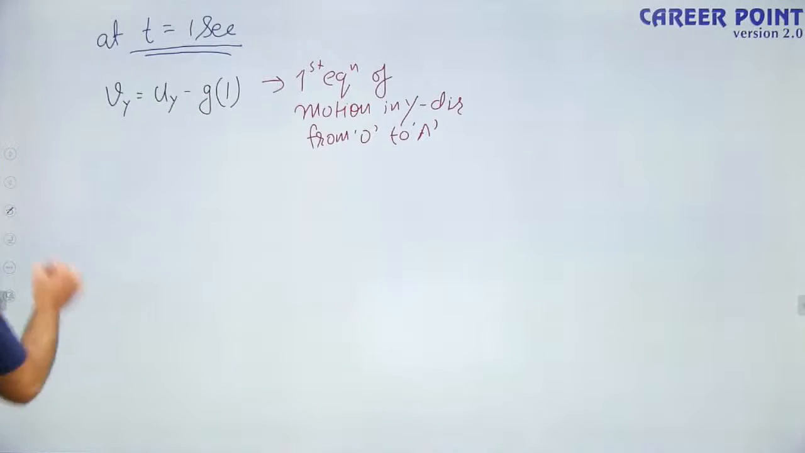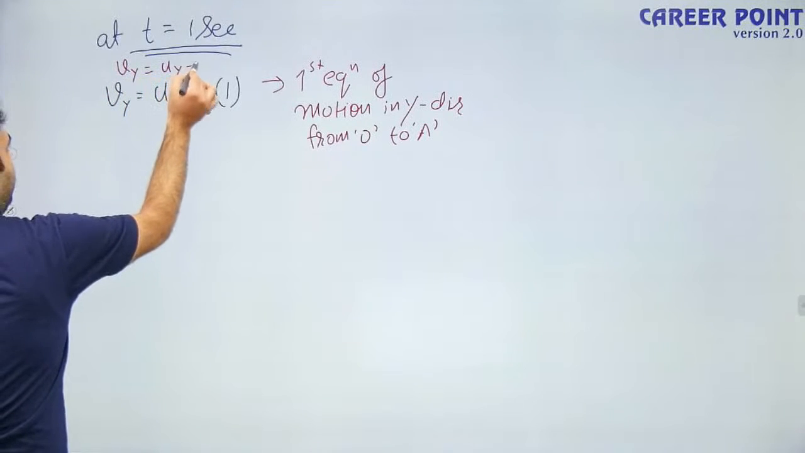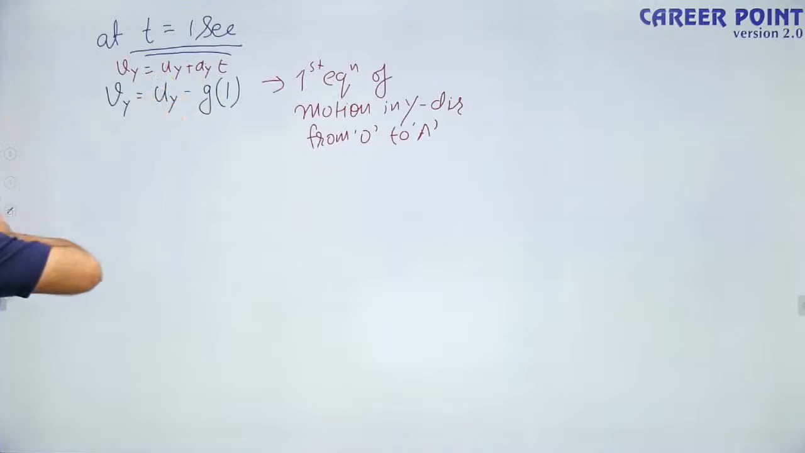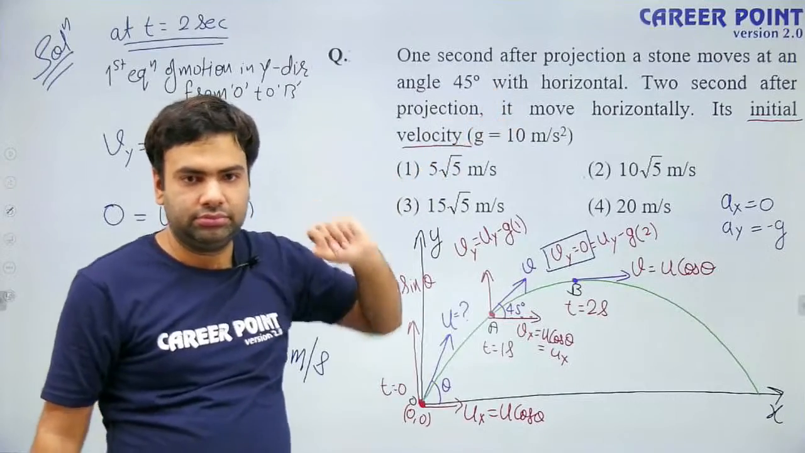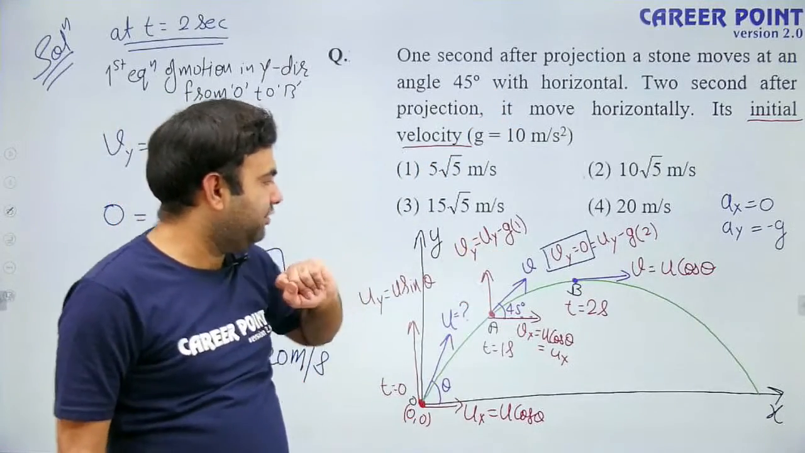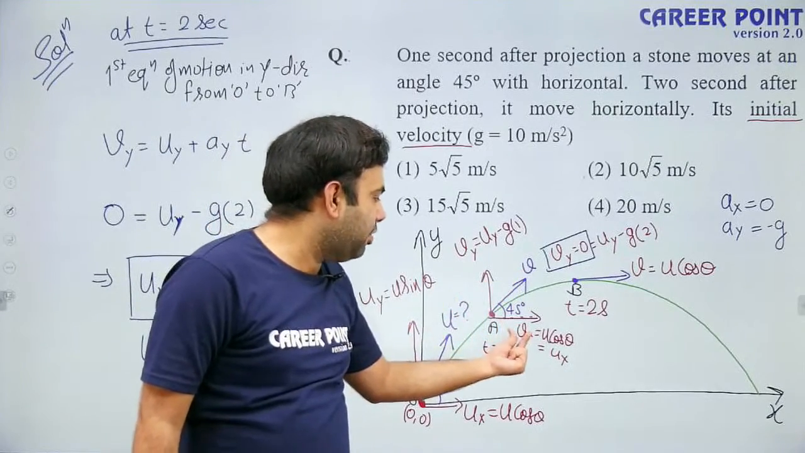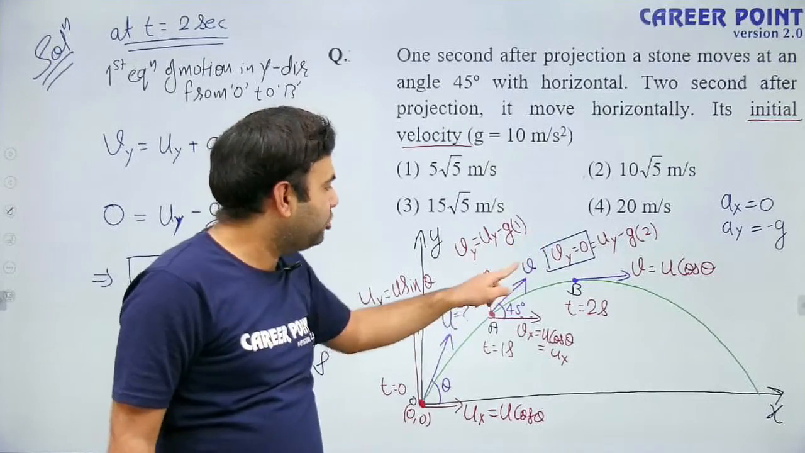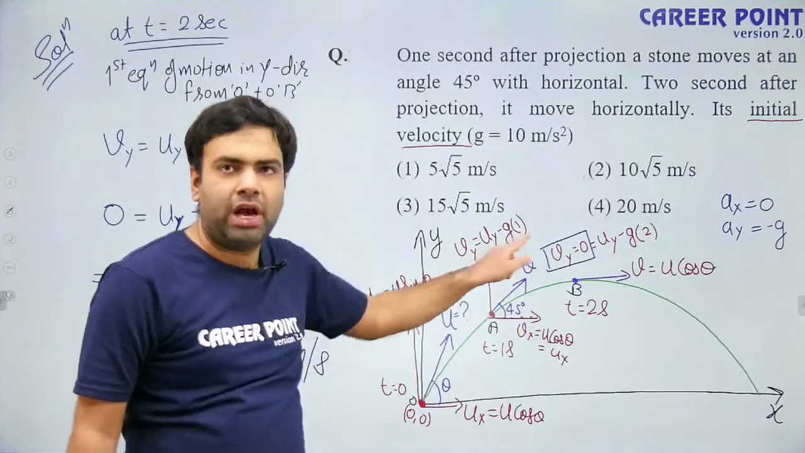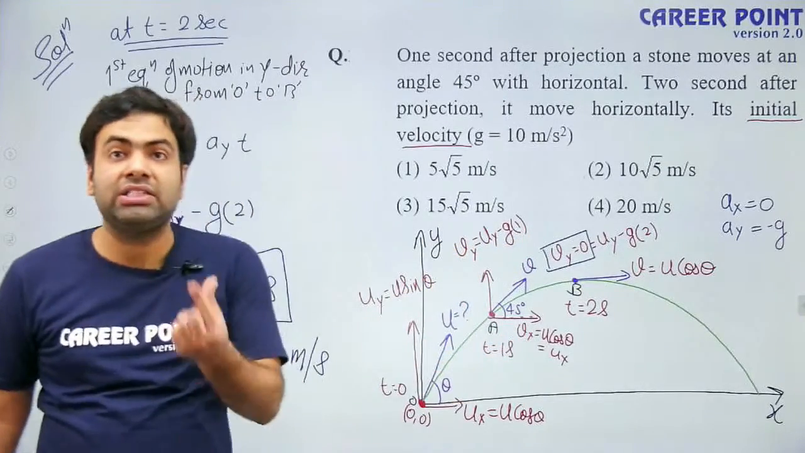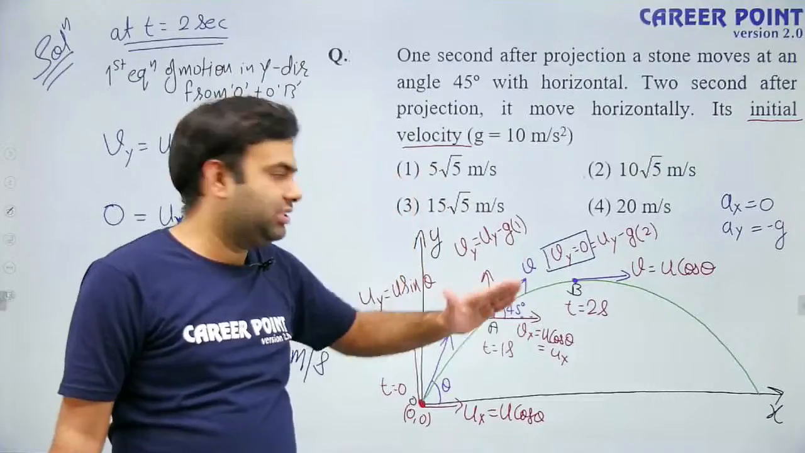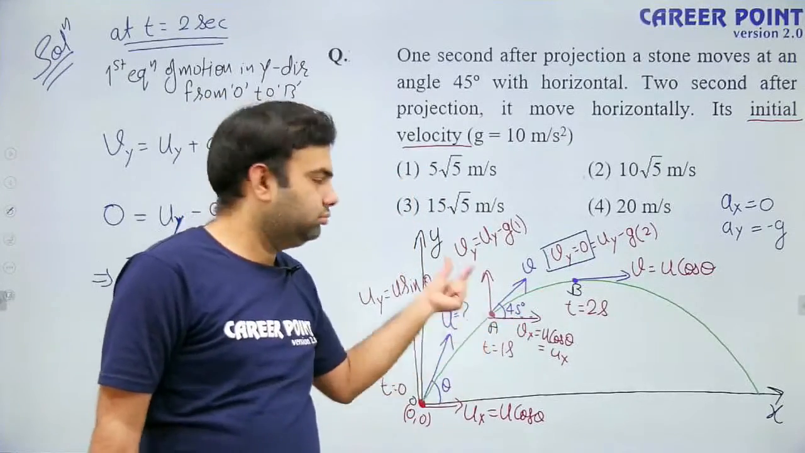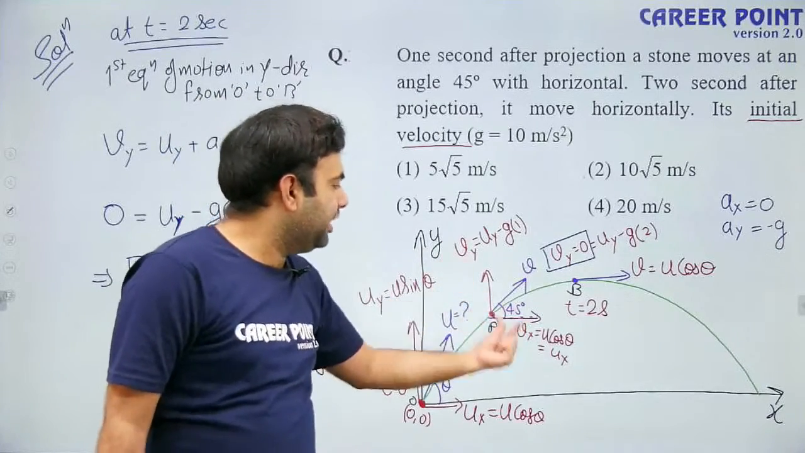The equation is this: vy equals uy plus ay into t. ay is minus g, uy we know. One more piece of information: 1 second after projection, the stone moves at an angle of 45 degrees. We know that the vector sum of the x component and y component is the actual velocity. So the actual velocity is making 45 degrees from the x component and 45 degrees from the y component. That means its x and y components are the same. This we concluded from the knowledge of vectors, because the vector sum is making equal angles with its components. So its components are equal.